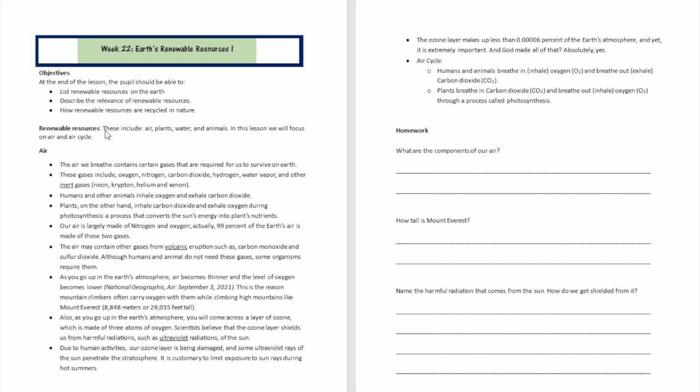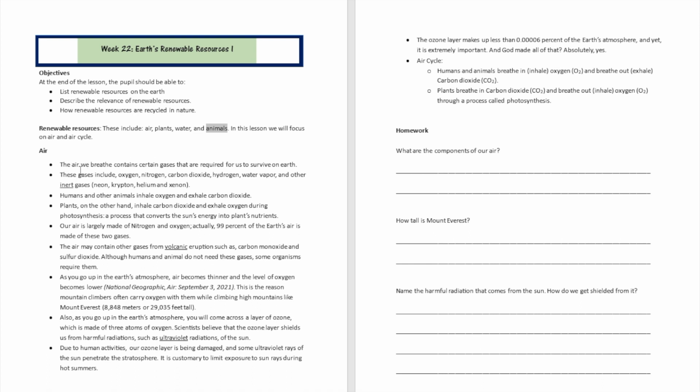What are some renewable resources on Earth? Well, this includes air. Can somebody say with me, air is a renewable resource. In other words, it is used and it is replenished. Another one is going to be plants. Plants are renewable resources, water, and animals. In this lesson, we are going to be focusing on air and the air cycle.